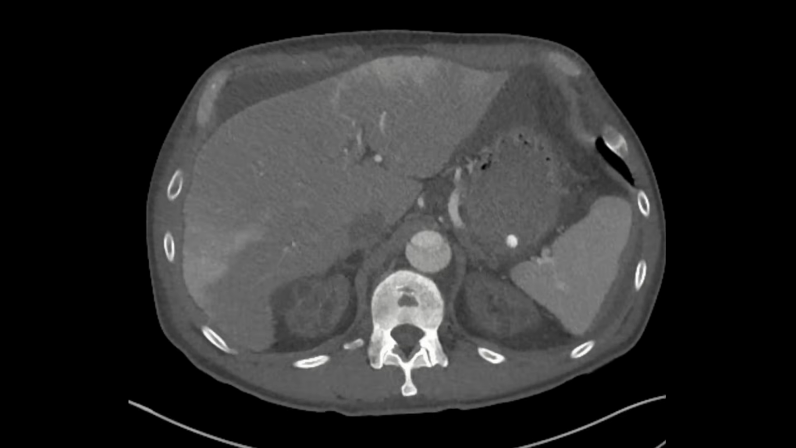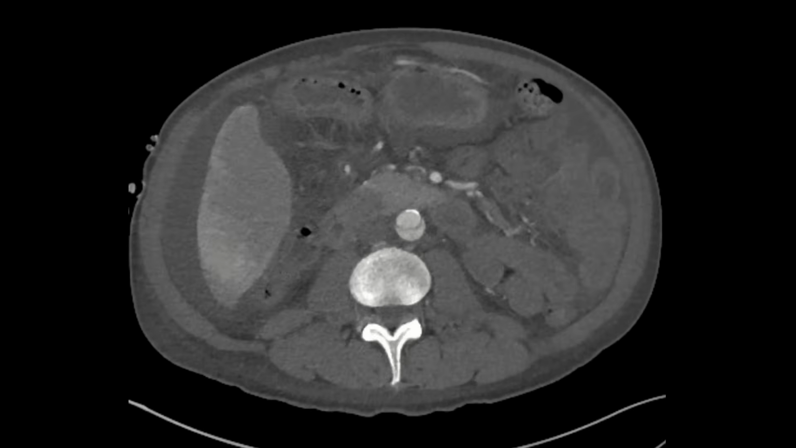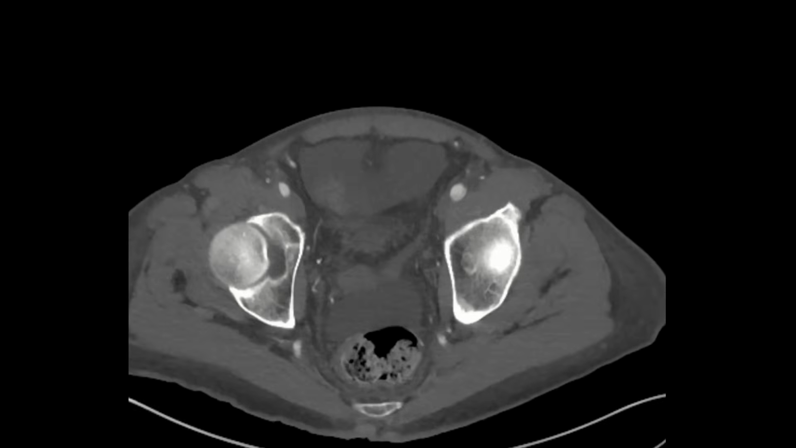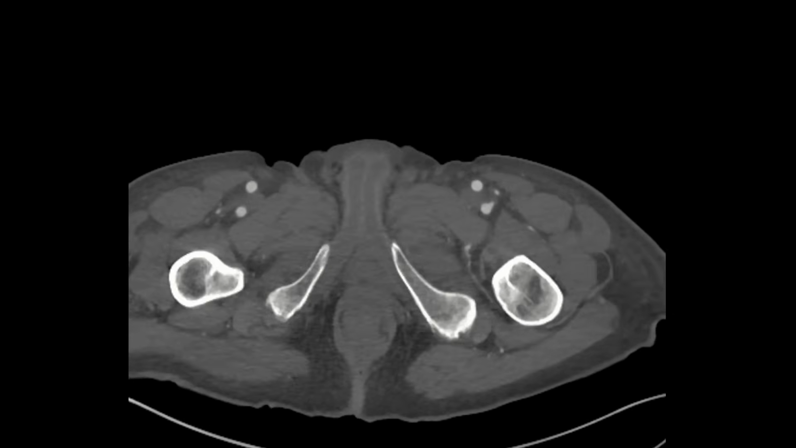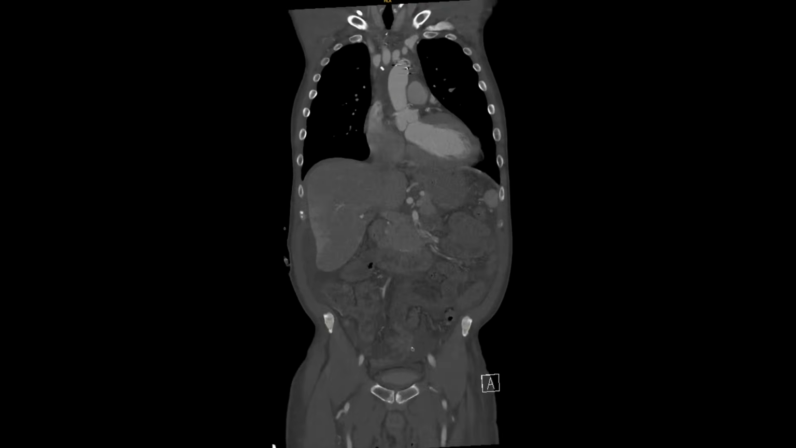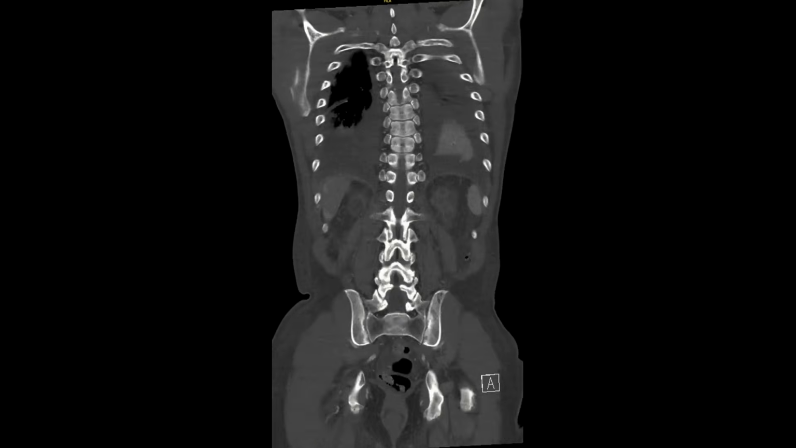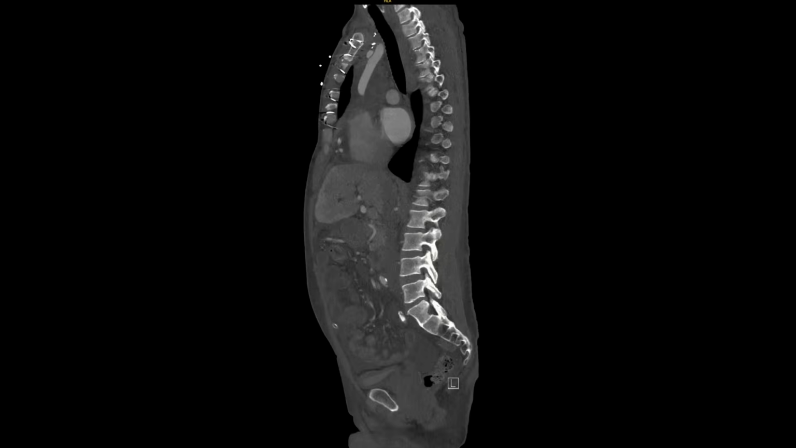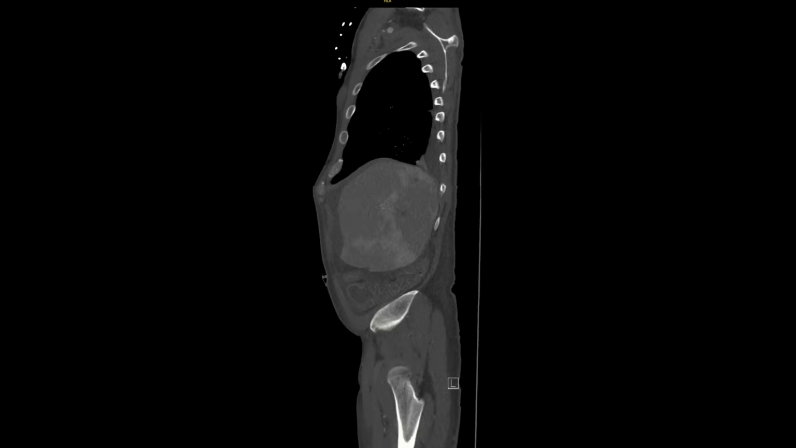CT scan prior to discharge showed patent arch vessels and residual false lumen flow distal to the stent graft, with all visceral vessels except the left renal artery coming off the true lumen and restored flow to the right lower extremity. In conclusion, this case highlights the utility of arch replacement with frozen elephant trunk in management of DeBakey type 1 aortic dissections.